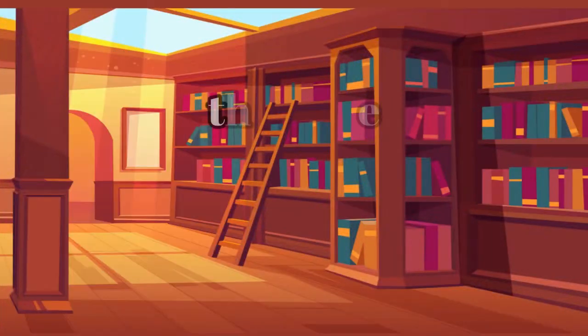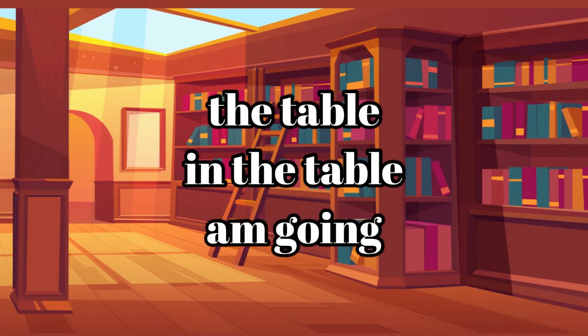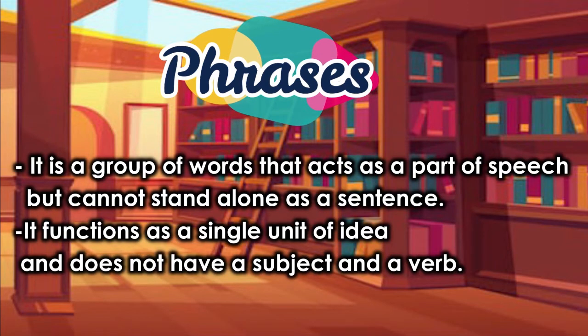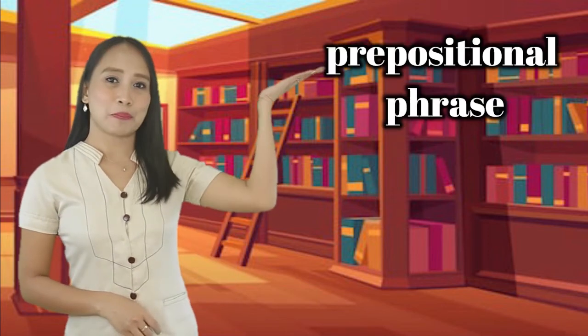Now, let us go back to our previous examples. The table. In the table. Am going. These are examples of phrases. A phrase is a group of words that acts as a part of speech but cannot stand alone as a sentence. It functions as a single unit of idea and does not have a subject and a verb. There are different types of phrases that you need to learn. They are prepositional phrase, noun phrase, and verb phrase.